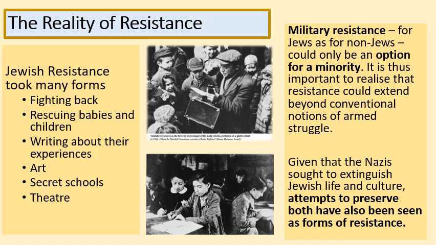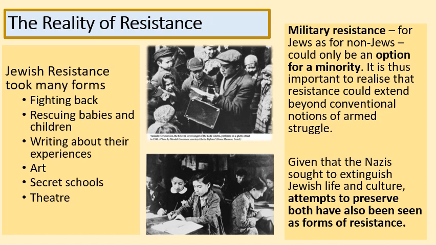So just over on the top right there, military resistance. For Jews, same as for non-Jews, this was really only an option for a minority. By military resistance, it means not joining up with the army. It's important to realise that resistance really could extend beyond conventional notions of armed struggle. That wasn't the only way to resist. There are actually lots of different ways, like the ways on the left, that Jewish people did to stand up for themselves and to say no.